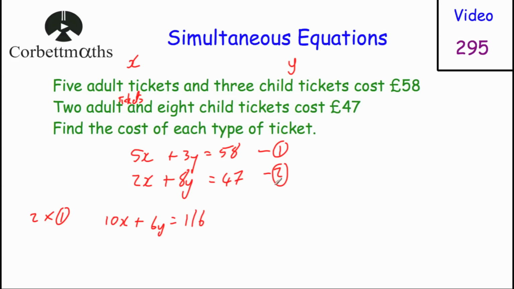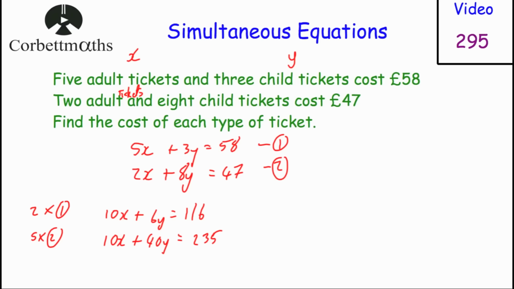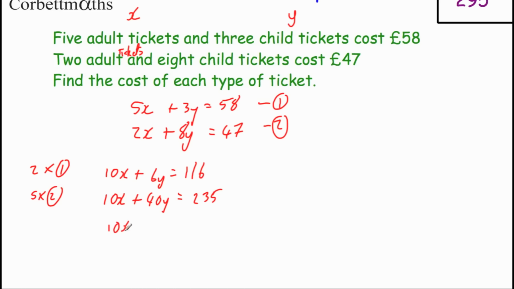And then multiplying equation 2 by 5, because we want to get 10x, multiplying these all by 5 gives us 5 times 2x is 10x, 5 times 8y is 40y, and multiplying 47 by 5 is 235. Now we want to cancel out our 10x's, so if we've got 10x and 10x, we want to take them away to get 0. Because we're taking away, I'm going to write the top equation just beneath the other one again. So let's write 10x plus 6y equals 116, and let's write sub, because we're going to subtract them from each other.